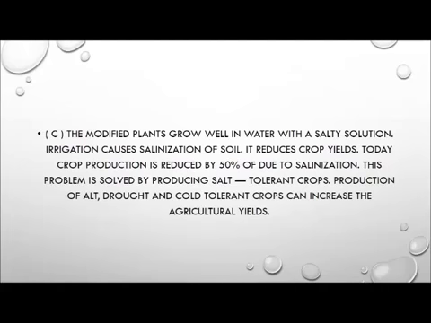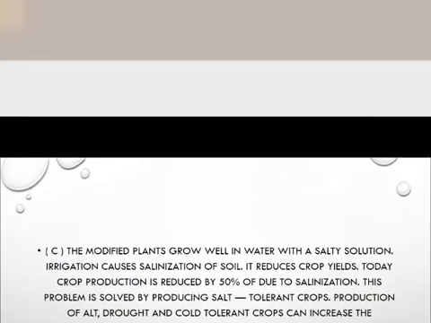Irrigation causes salinization of soil. It reduces crop yields. Today, crop production is reduced by 50% due to salinization. This problem is solved by producing salt-tolerant crops. Production of salt-, drought-, and cold-tolerant crops can increase the agricultural yield.